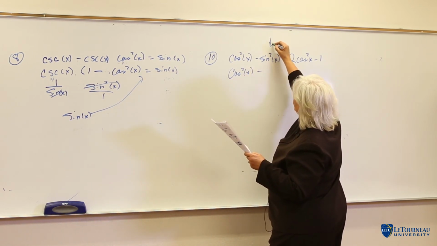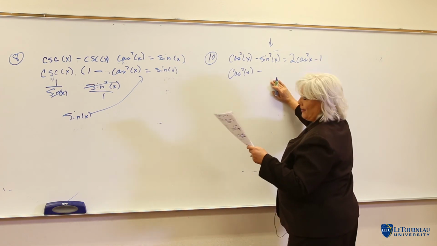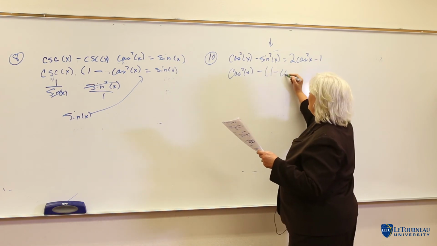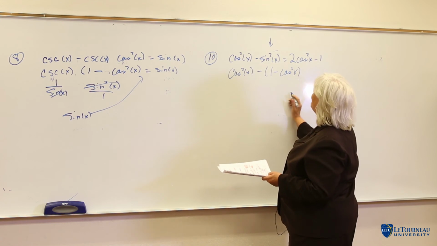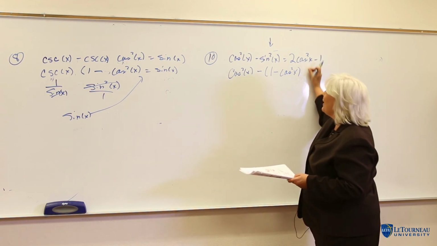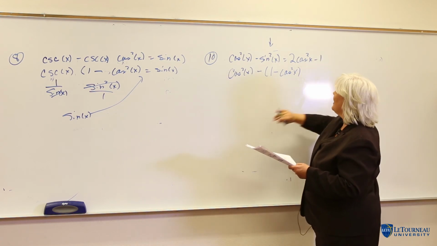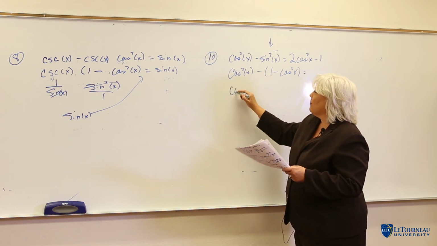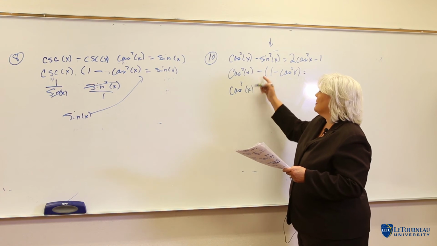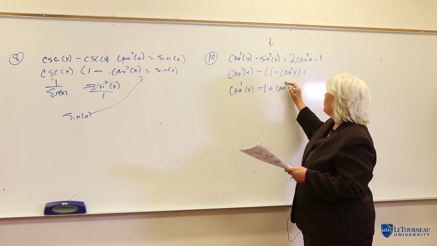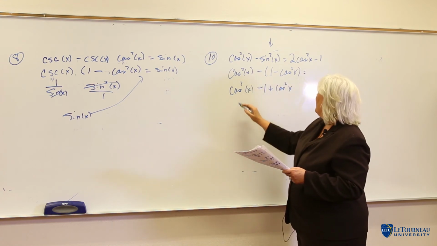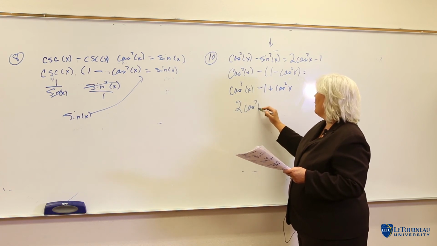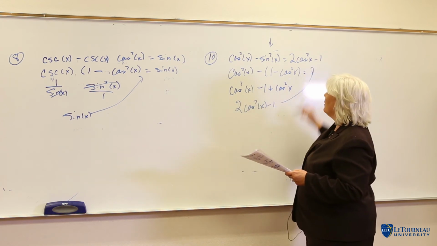Okay, I'm going to my identities. Sine squared x is equal to 1 minus cosine squared x. I did that because my answer's in cosine, so that tells me I need all this side to be cosine. Once I do that, then I'm going to have cosine squared x minus 1 plus cosine squared x, which gives me 2 cosine squared x minus 1, which I have verified.